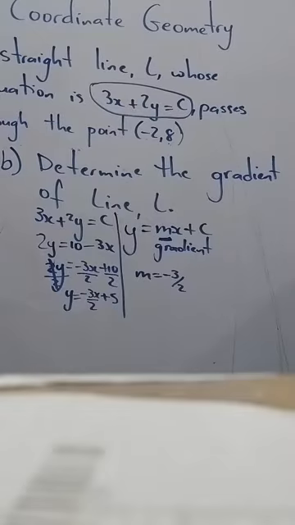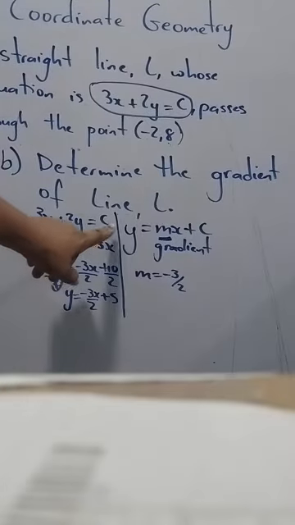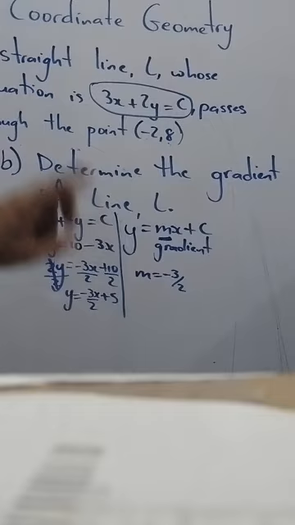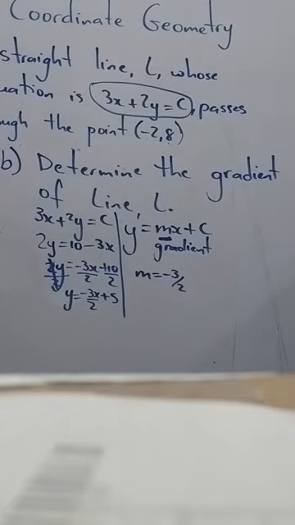M is negative 3/2. Notice that I had to rearrange the equation to make y the subject of the statement before I could identify the m value. Remember that m is the coefficient of x when y is the subject. You do not work with c being an unknown value because the first part of the statement told us the c value. Hence, I could substitute it here.